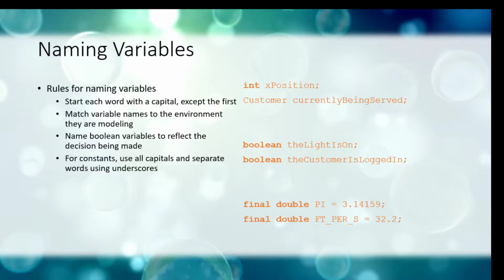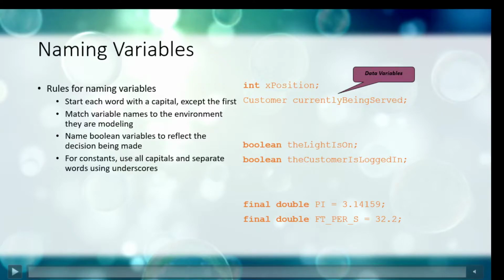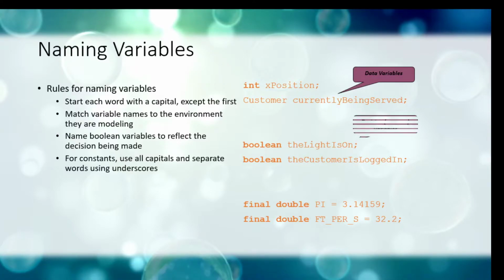For variables, often you name them such that they reflect a question. If the light is on, or if the customer is logged in, that's a way to write your variables. And again, constants are uppercase separated by underscore. All right, so there you go, data, Boolean, constants.